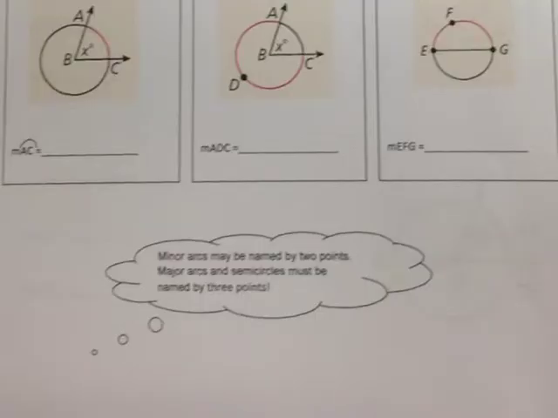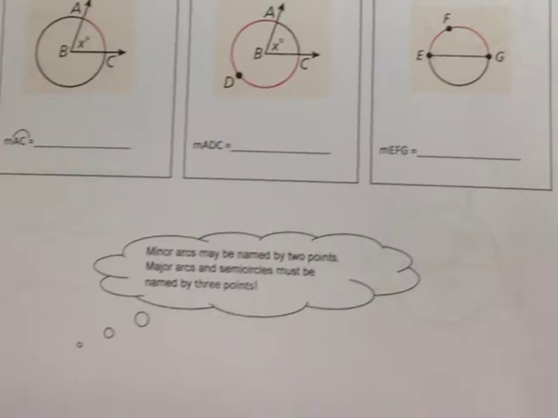The last thing on this page says minor arcs may be named by 2 points. Notice when they named this arc up here, if I'm trying to see how big arc AC is, I can talk about AC by just saying it goes directly from A to C. And that would be X degrees.